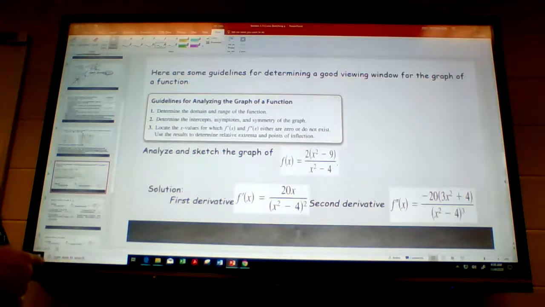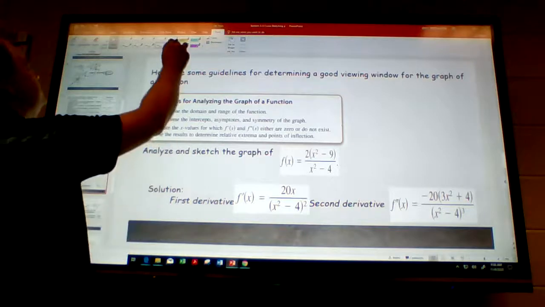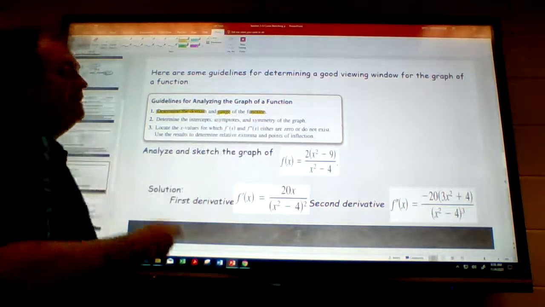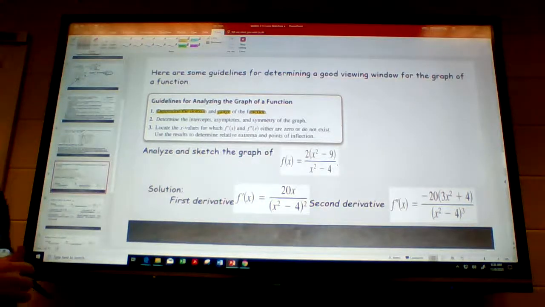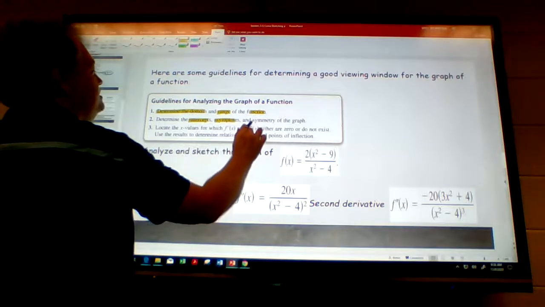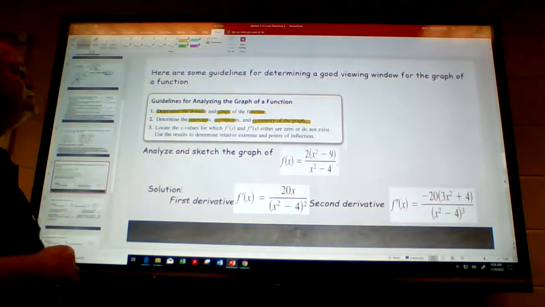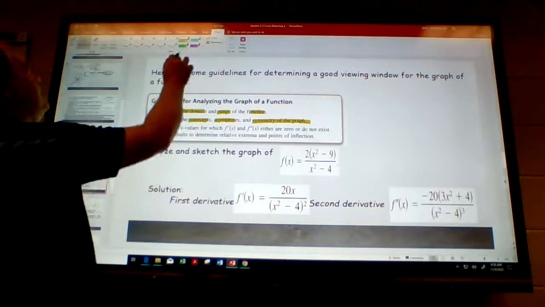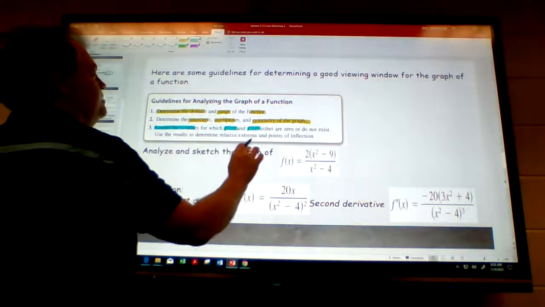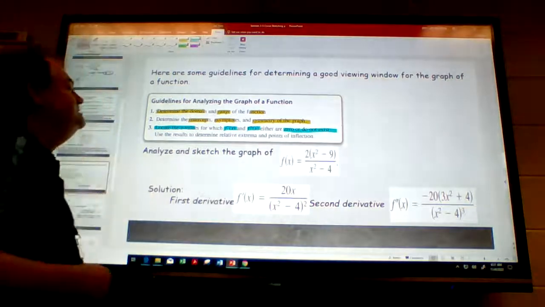All right. Now, here are some guidelines for determining a good view of the graph of the function. First, determine the domain and the range of the function. Okay, that's pretty straightforward. You've been doing that anyway. Then, determine the intercepts, asymptotes, and the symmetry of the graph. Then, locate the values of x for which f prime and f double prime are 0 or do not exist.